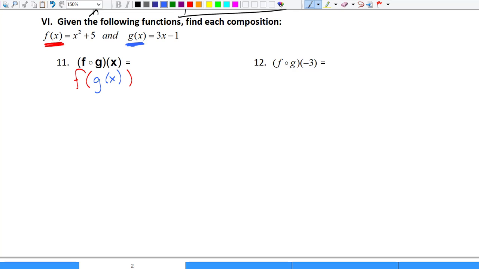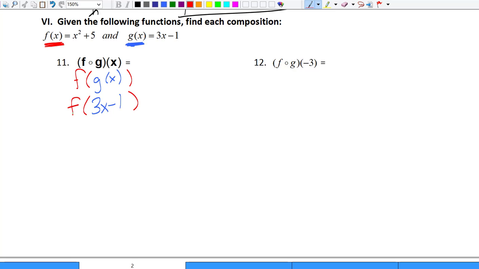Notice the f is still in front, the g is still second, of x. It's just an easier way of thinking about it, even though that's technically the definition. So the first step, I know I have to work inside to out, so I'm going to take the blue g of x out and replace it with what g of x is equal to, which is 3x minus 1. And I think that's the easy step.